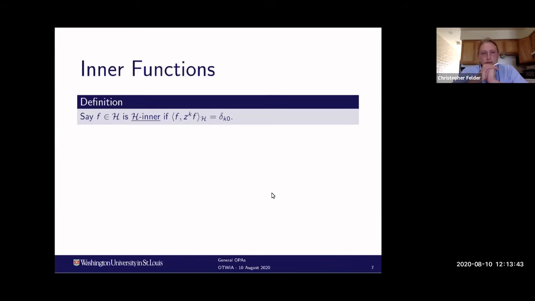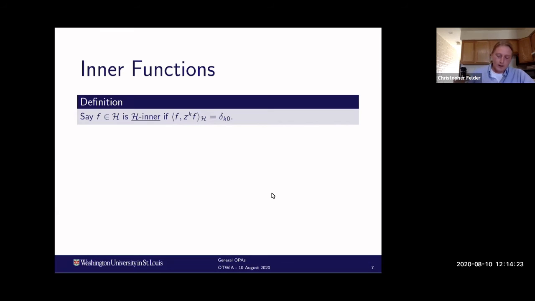So I'm going to take a slight detour here, and I want to talk about inner functions, generalized inner functions, because this plays a part in the story. Okay, so we take a function f and H, and we say f is H inner if the inner product of f with z to the k f is 1 when k is 0, and 0 when k is greater than or equal to 1. Namely, f has norm 1, and it vanishes against all of its iterates under the shift in the inner product.